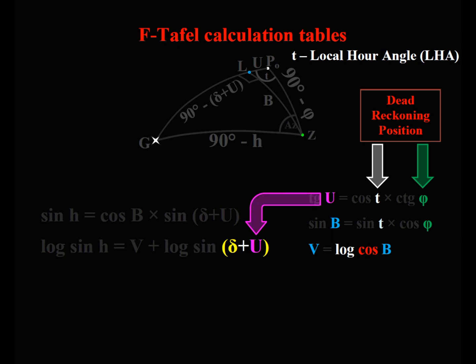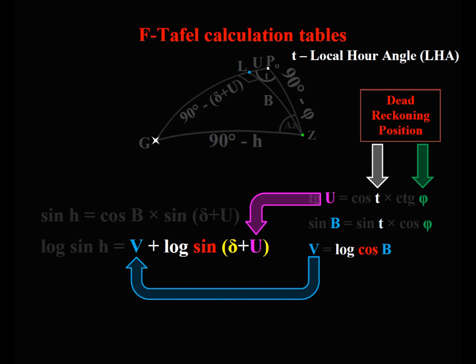Using the result obtained, extract the logarithm of its sine from the table. Calculate the sum of V and the logarithm of the sine that you extracted from the table. The result will be the logarithm of the sine of the altitude, and you can extract the altitude from the table using this value. Even if at the moment you do not understand how it works, don't be worried about it. In any case, I propose to immediately begin practical training to work with F-Tafel.